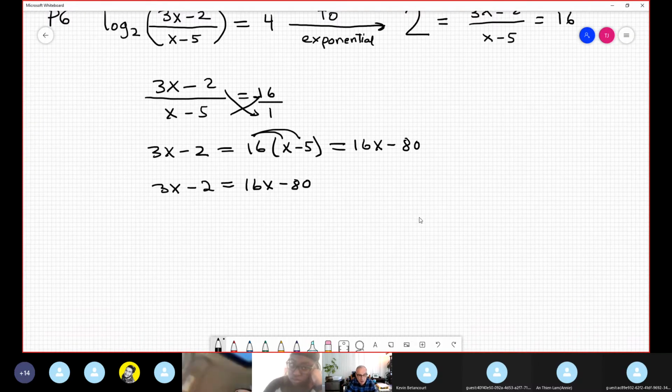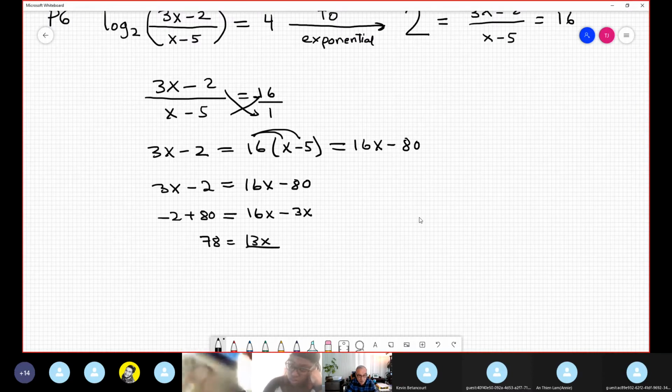Okay. For example, I propose to keep this 16x here and subtract 3x. I move to the right; this negative 2 stays, plus 80. Then move to the left. Now you combine: 78 equals 13x. Divide both sides by 13. The answer is 6.